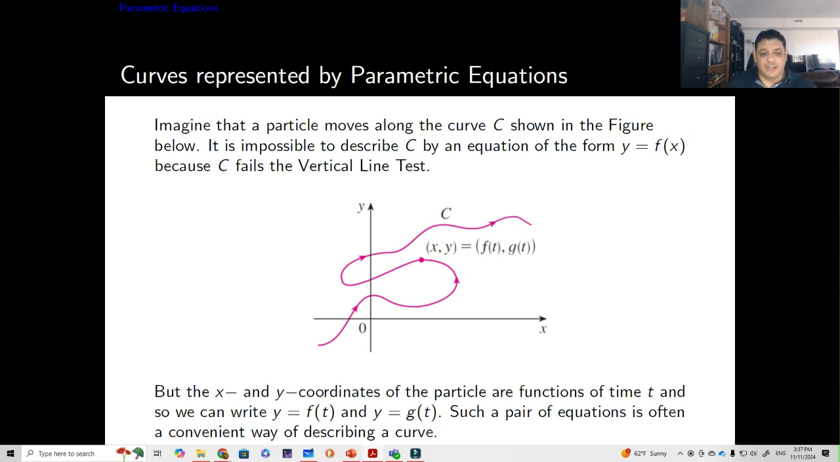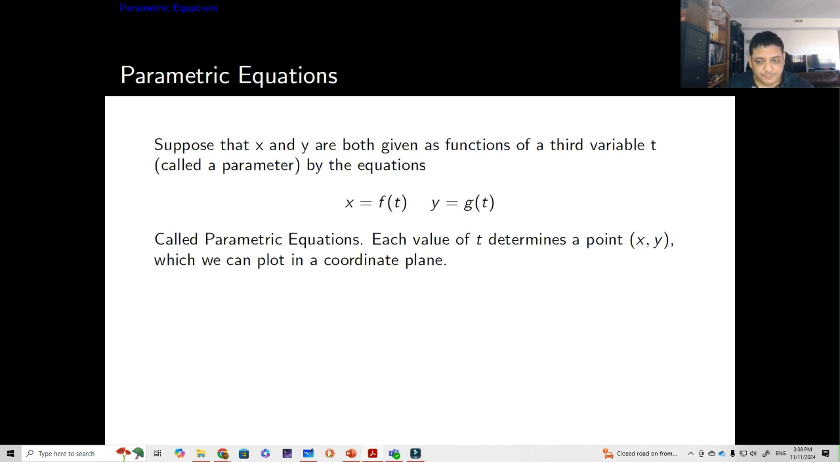Still, if I write the coordinates x and y, I can think of each of the coordinates x and y as a function that comes from the time, or a parameter t, and describe each of the coordinates as x equals f of t and y equals g of t. This pair of equations is often a good way to describe a curve.